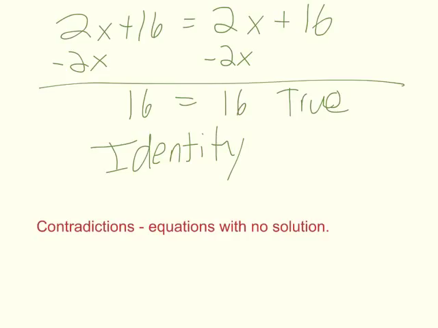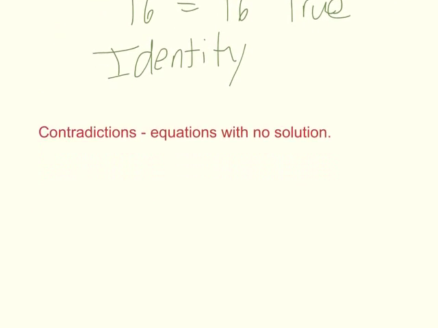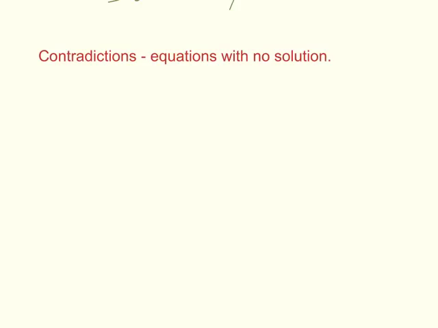Our last type of equation that we're going to look at in this little video is the contradiction. Contradictions are equations that don't have a solution. Now they work very similar to the identity in that you lose x as you work through the problem, but then what's left behind is not a true statement, it's a false statement. So if what you get is false, then that is a contradiction, meaning that you have no solution.